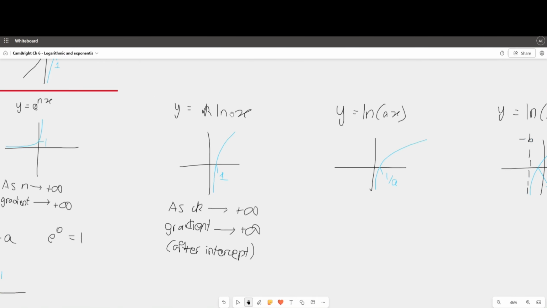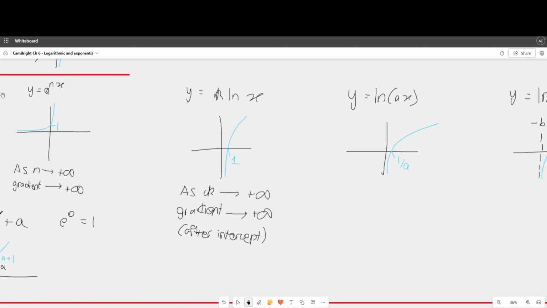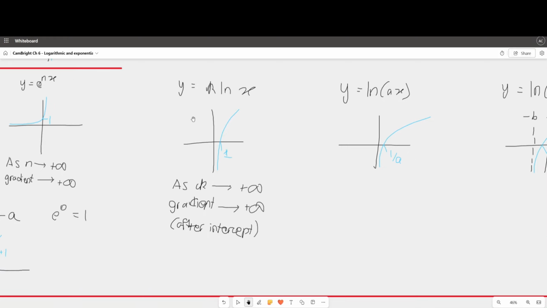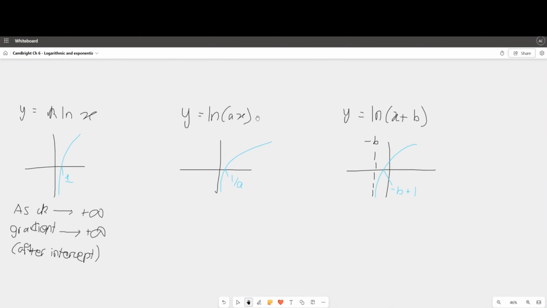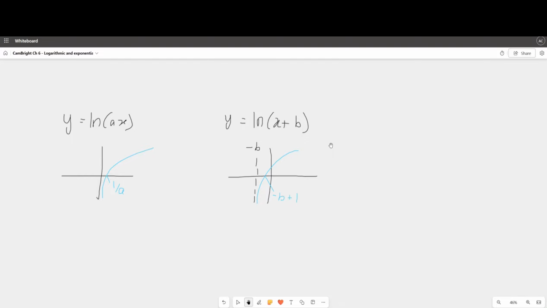Again, if you multiply the curve by some k, that will be similar to this one. We'll get to somewhat of a derivation soon enough. As k increases, the gradient also increases after the intercept. Now ln ax looks like this, same thing, but the intercept with the x-axis is now 1 over a. And for ln(x + b), where the plus b is inside the brackets, the asymptote becomes x = negative b, and the x-intercept becomes negative b plus 1.